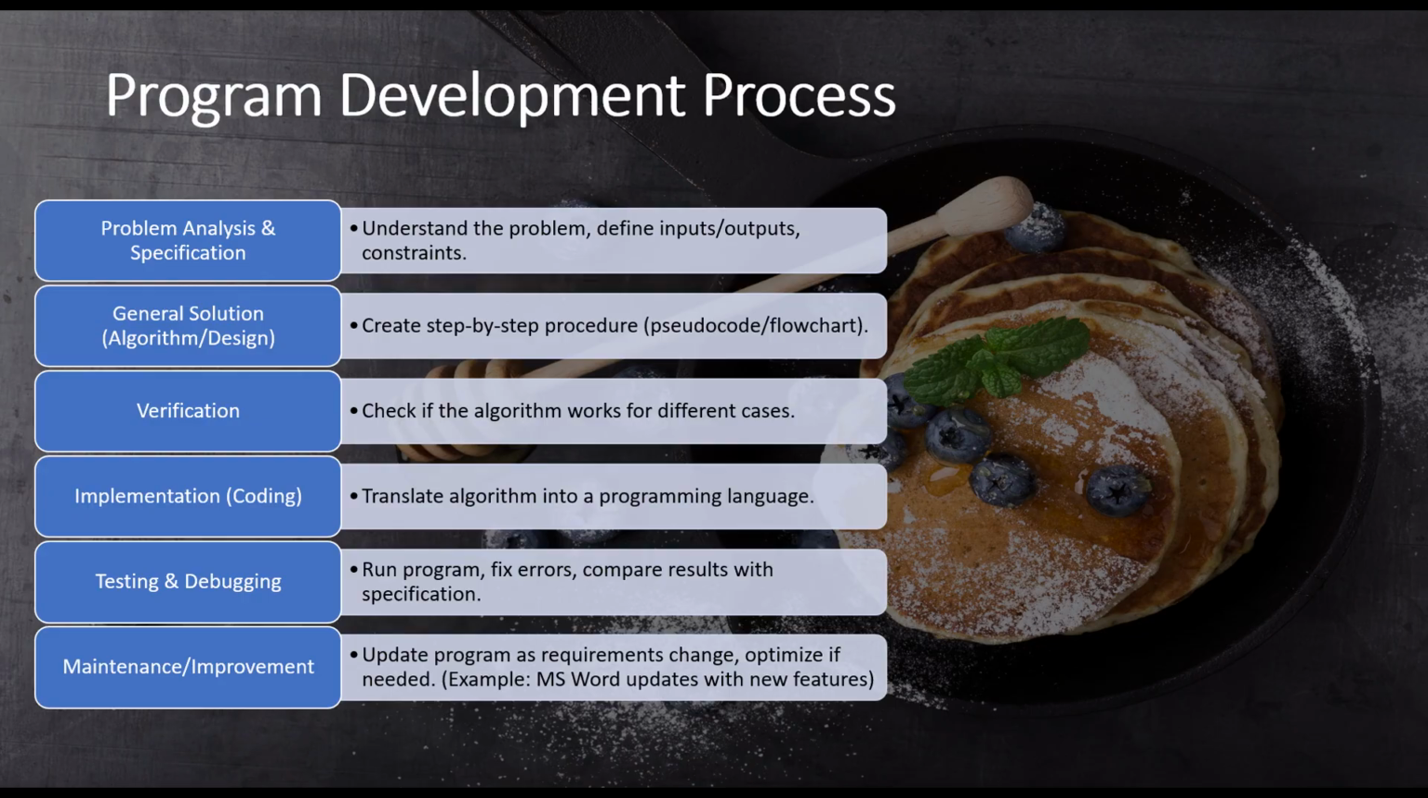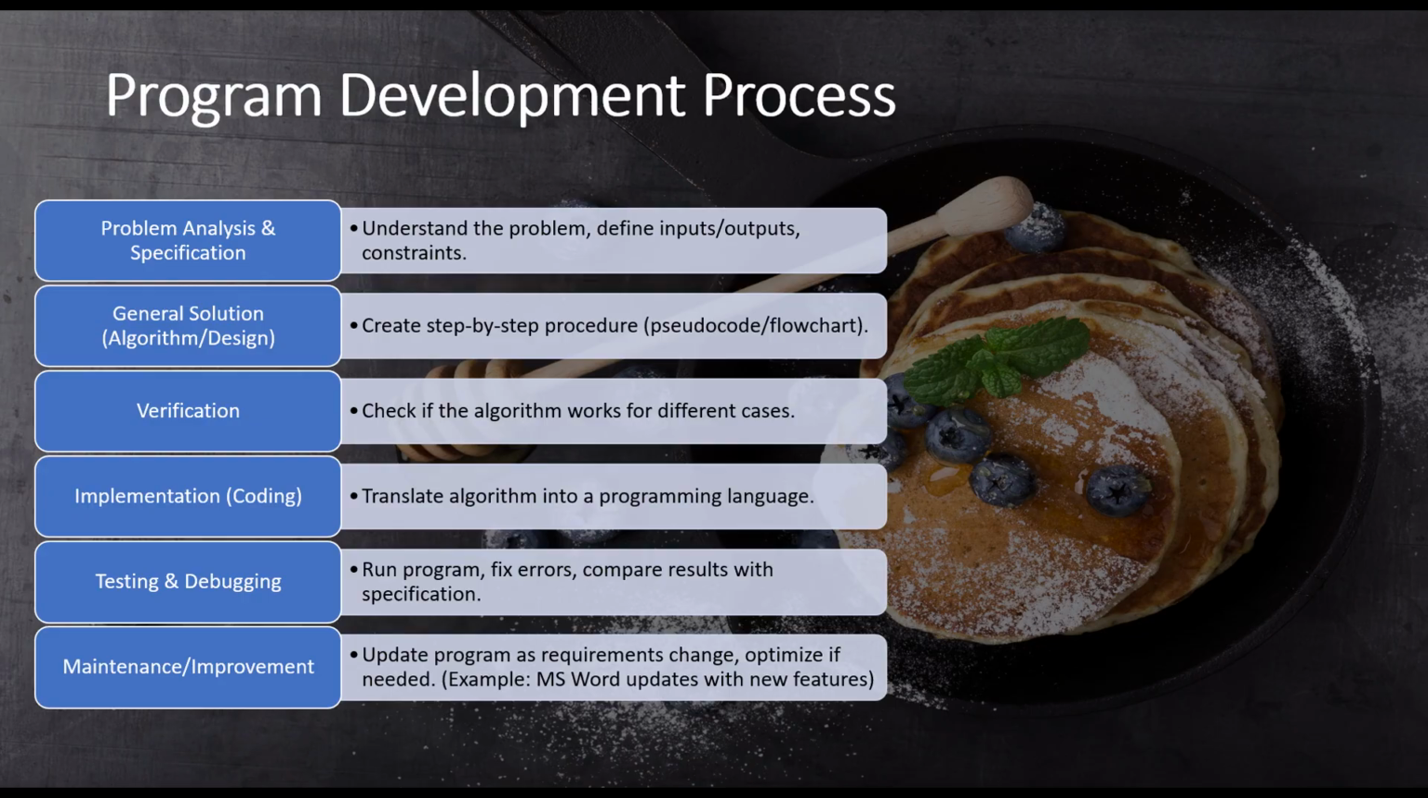The third step is verification. Does the recipe make sense? Before cooking, we ask, what if the batter is too thick? What if the pan is too hot? In programming, this means checking if the algorithm works for different cases. We think all these things before we start cooking. Similarly, we need to think of all these things before we start solving the problem.